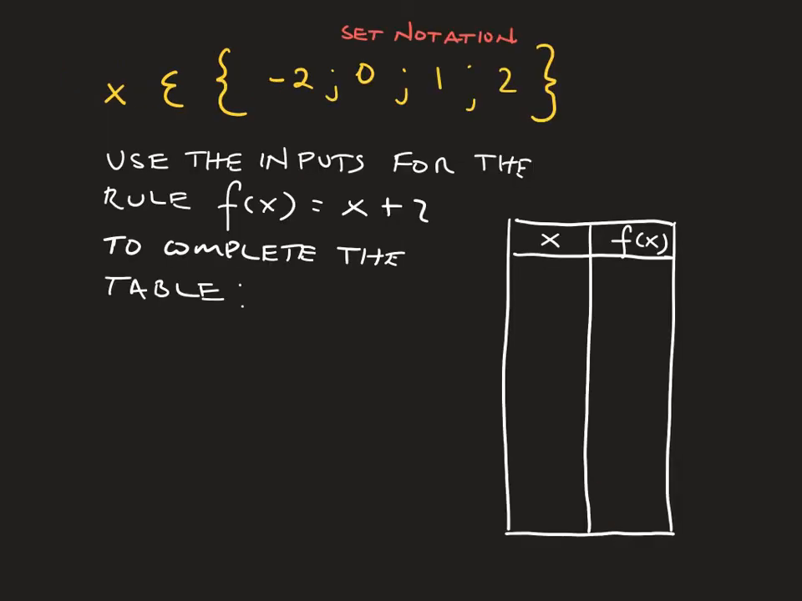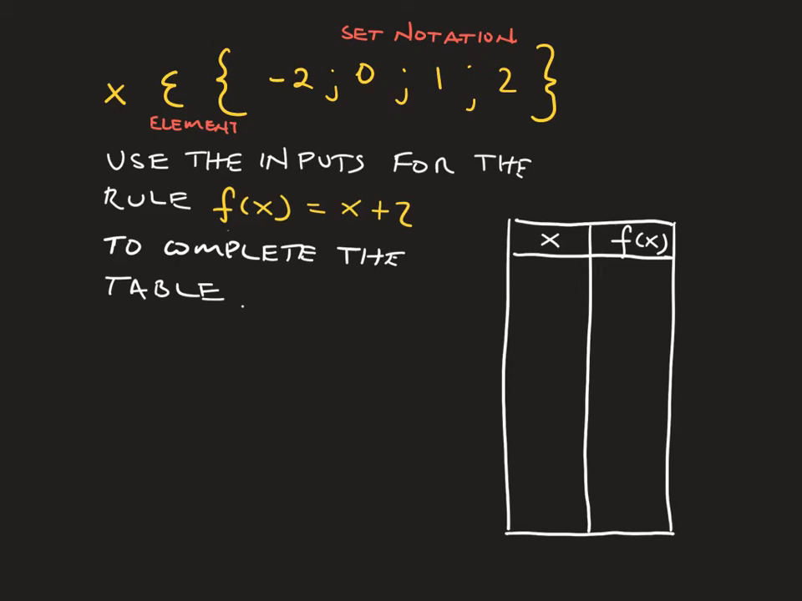We'll now move on to a second type of problem where we need to use a different type of notation called set notation to complete a table of inputs and outputs for a particular function rule. Looking at set notation, it can seem very complicated, but all it really means is that the x values must be these values here, -2, 0, 1, or 2. Those are the inputs that are supposed to be used to produce outputs from the function rule.